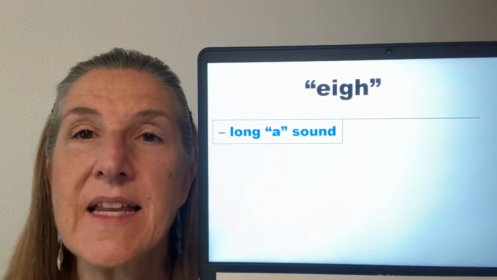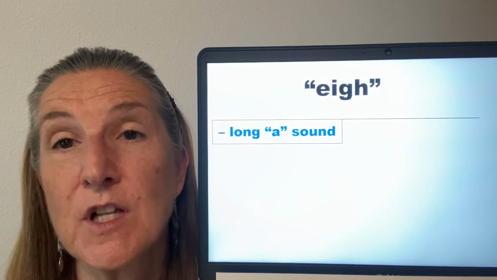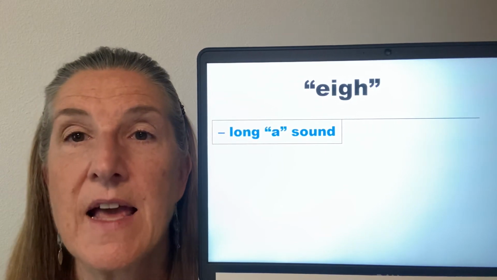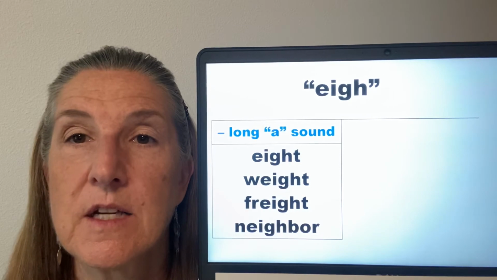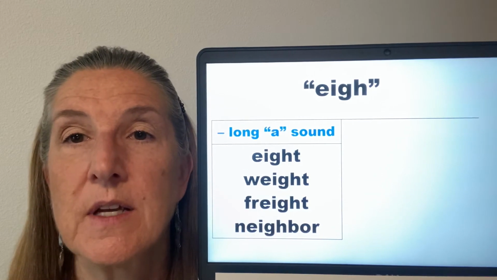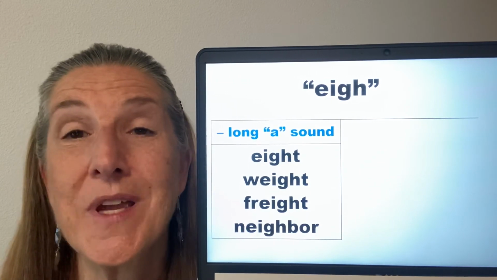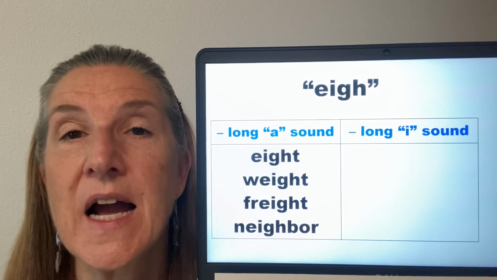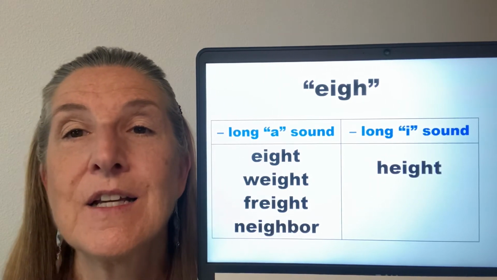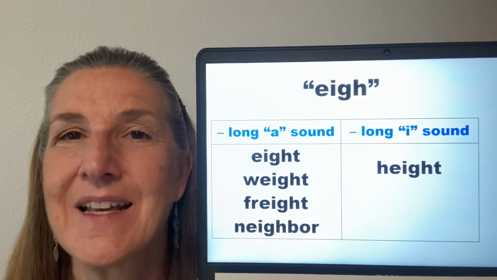Now let's look at that EIGH sound for a moment. It will often give us the long A sound, as in the words eight, weight, freight, and neighbor. But there's one instance where we get a long I sound, and that's in the word height. So with a W, it's weight, but with an H, it's height.